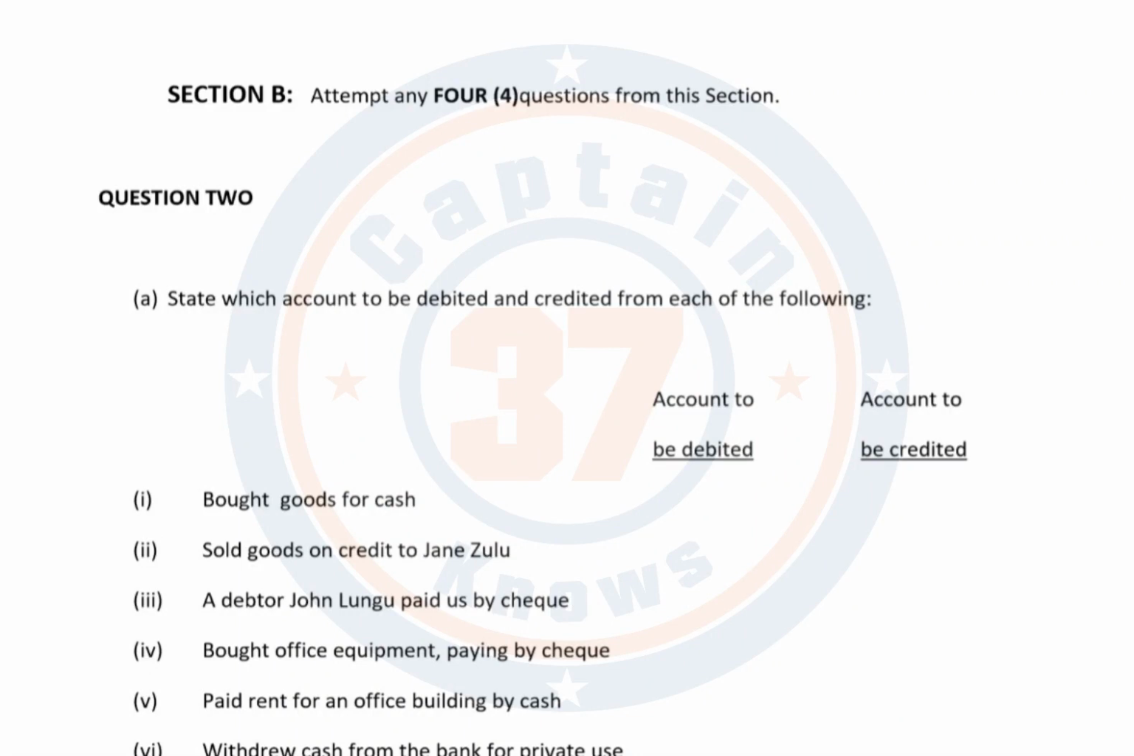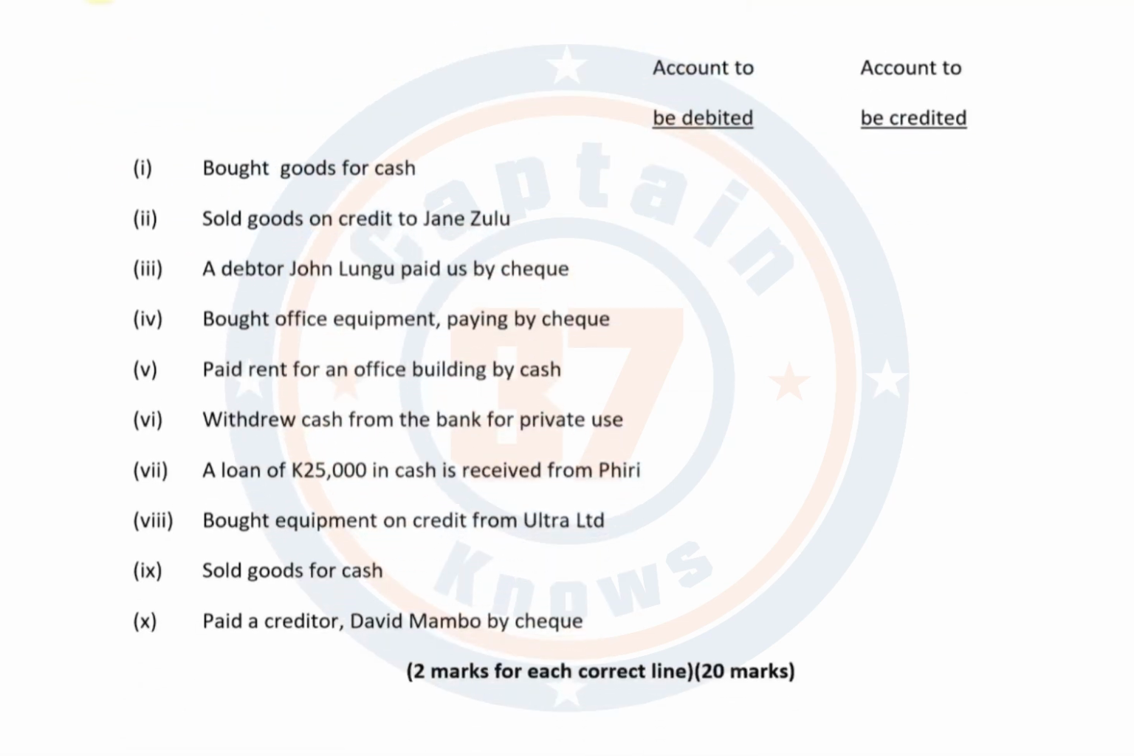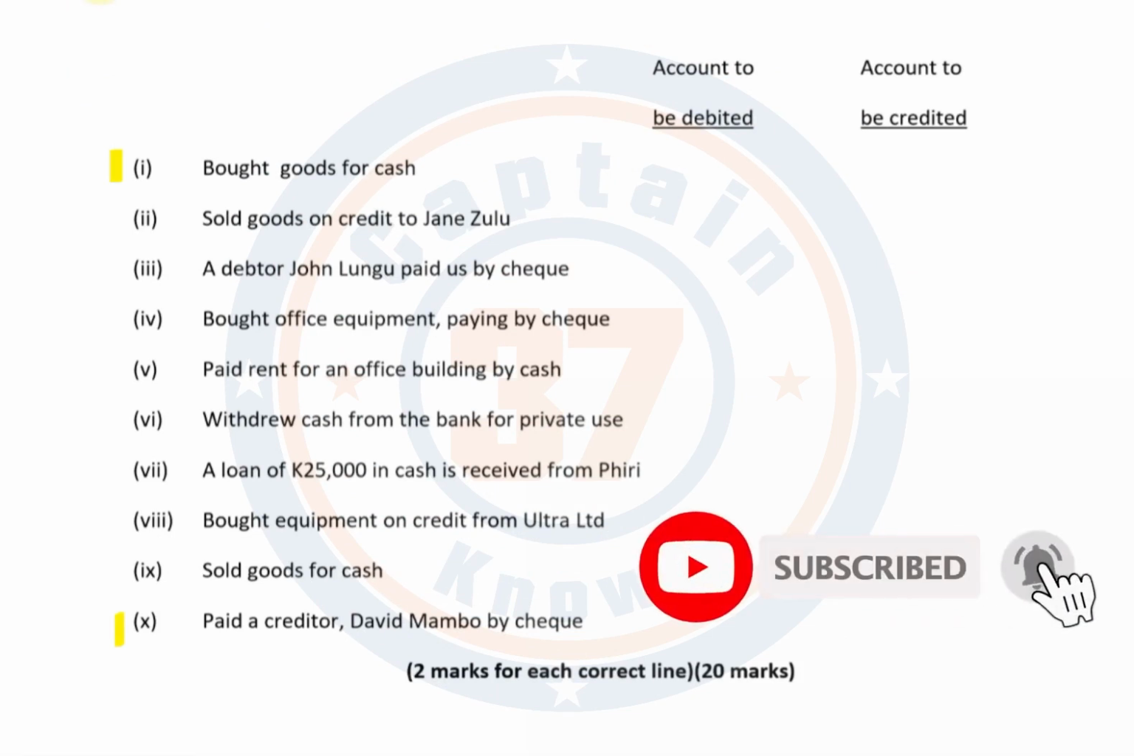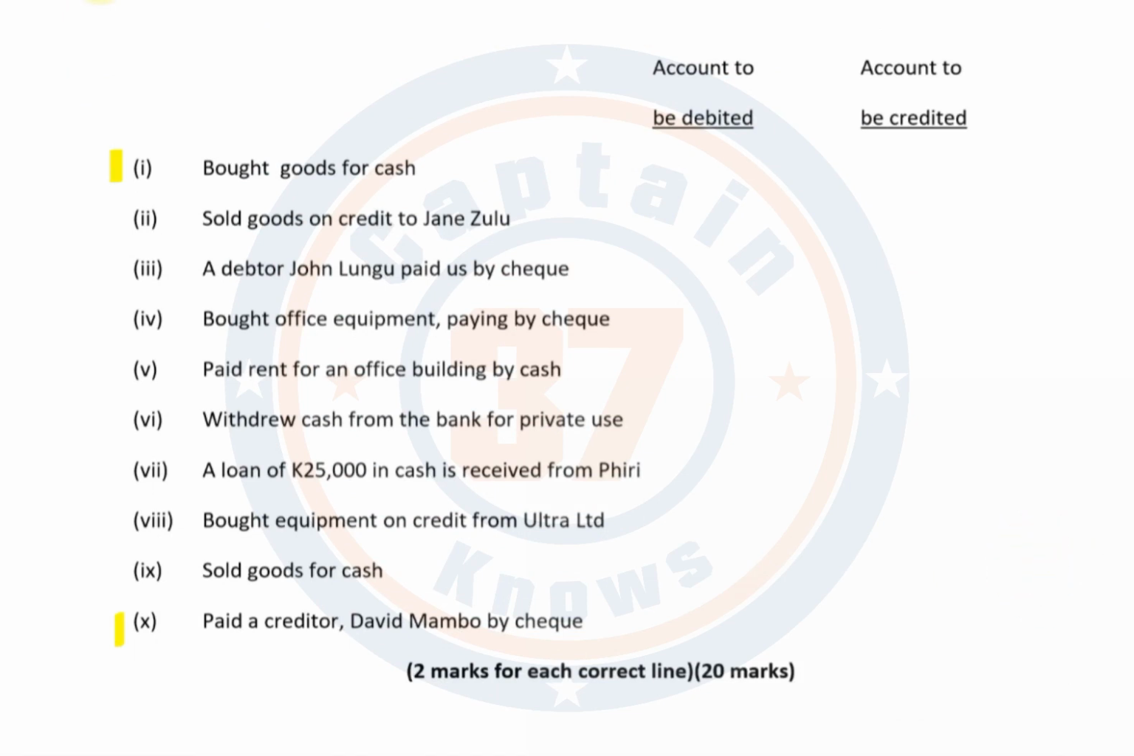We are now looking at question 2, which is under section B. It says, A, state which account to be debited and credited from each of the following. So we are given transactions, 1 to 10, and for each one of these transactions there is a debit and there is a credit. Ours is to identify what is to be debited and what is to be credited.